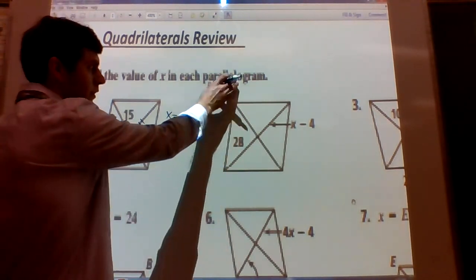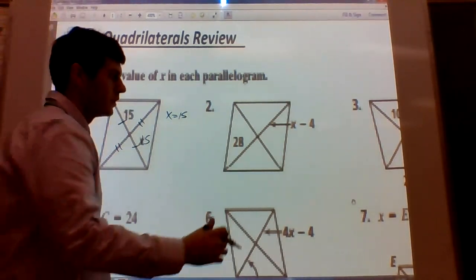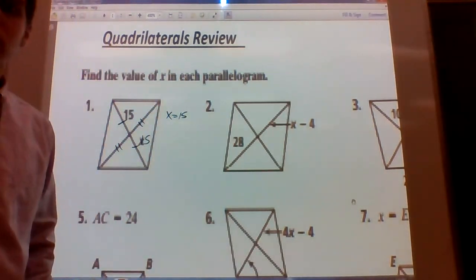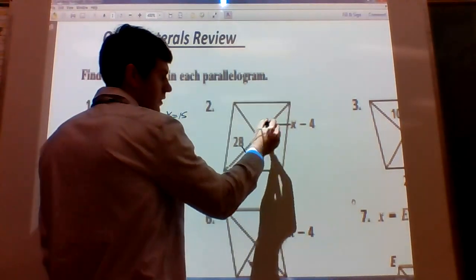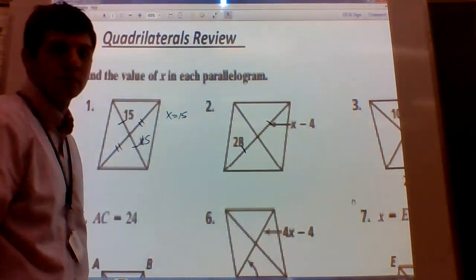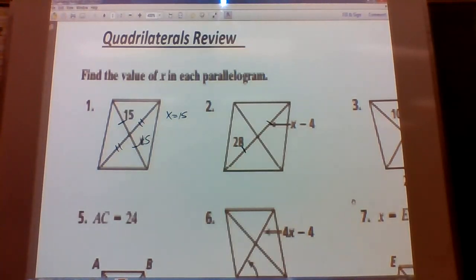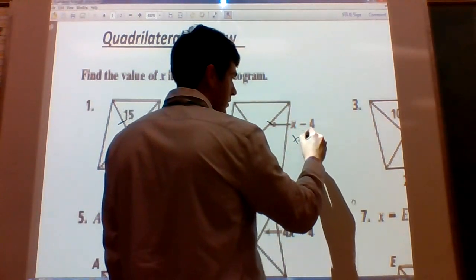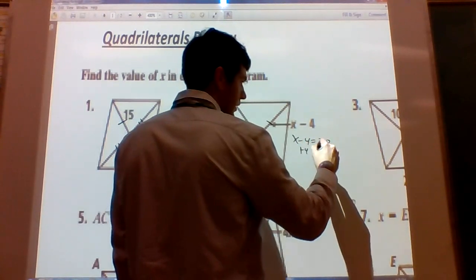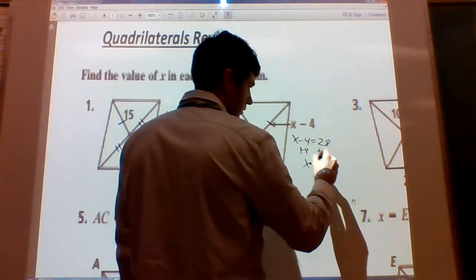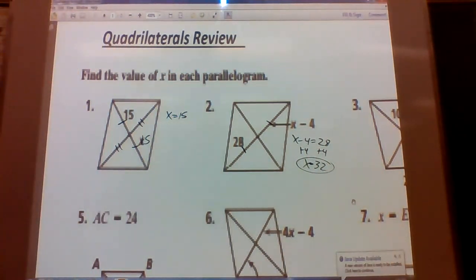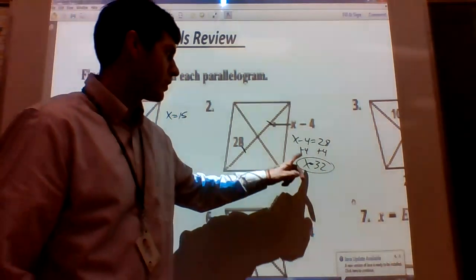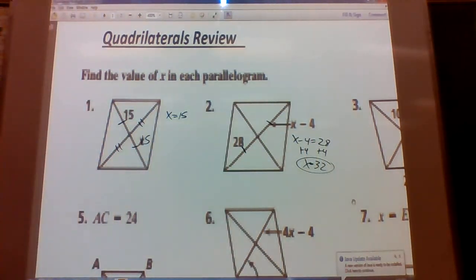Number 2, again, it's a parallelogram because it's telling us in the directions it's a parallelogram. So we know in a parallelogram, the diagonals bisect each other. So here's one diagonal, here's another diagonal. They go from one vertex to the opposite vertex. Okay, so x minus 4 is going to equal 28. We add 4 to both sides. X is going to be 32. You can always substitute back in to make sure we're right. So 32 minus 4 is going to be 28. We know we are correct there.